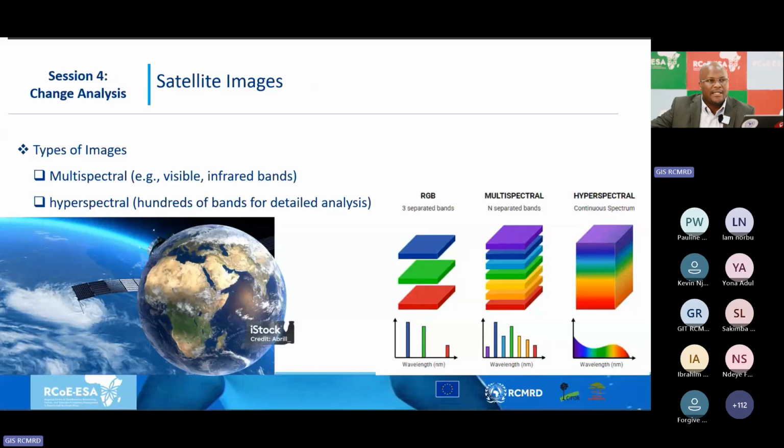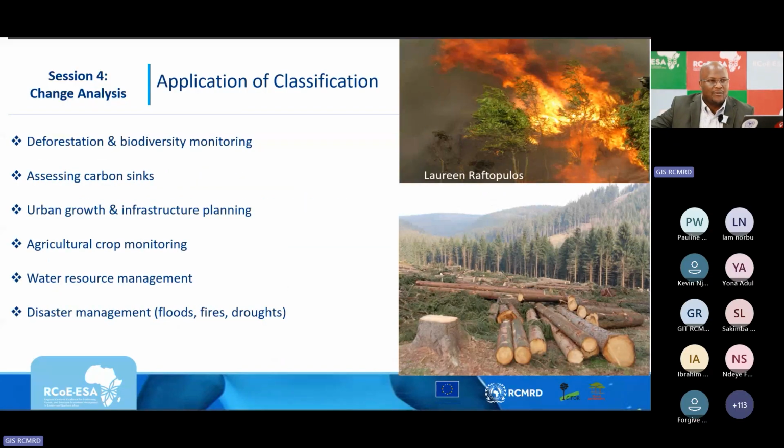Some of the satellite images that we will be using are multispectral images. My colleague also introduced us to different types of images. He talked about hyperspectral images and multispectral images. We also have panchromatic images. I won't go into details of that, but just to mention that in the exercise that we will be doing after these slides, we will be using multispectral images, and I'll be explaining which bands we are using and why we are using them.